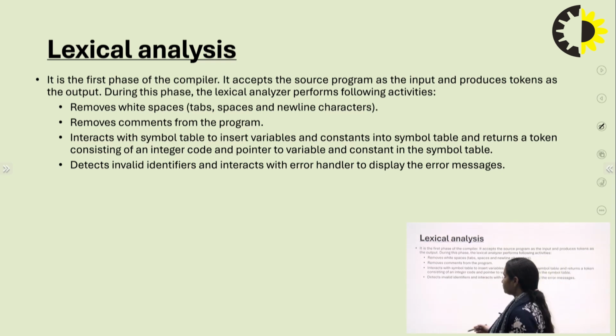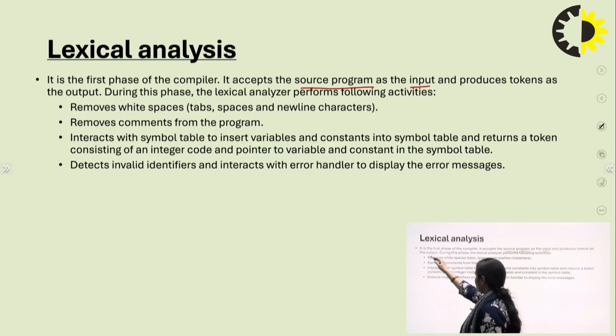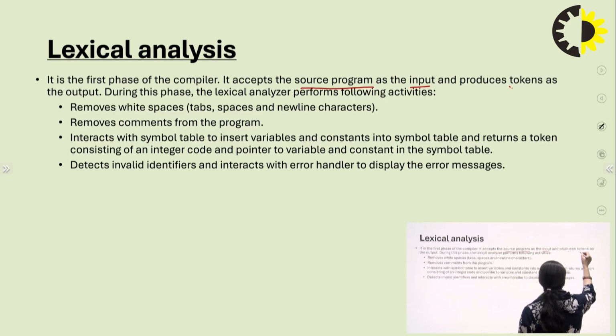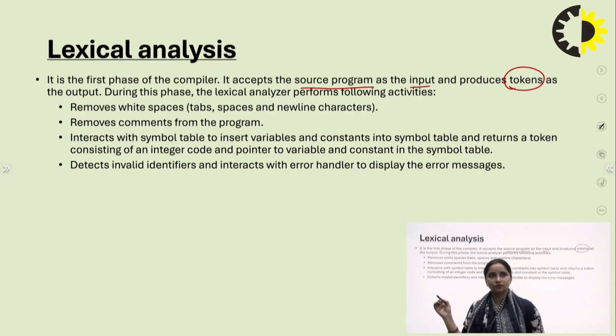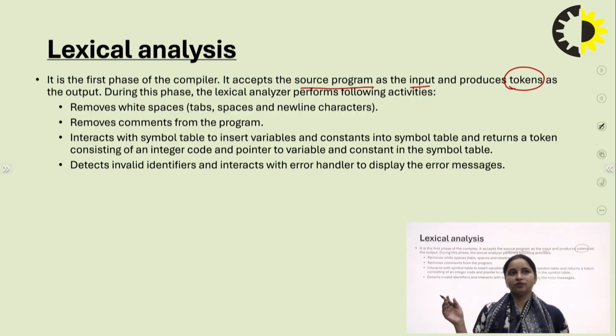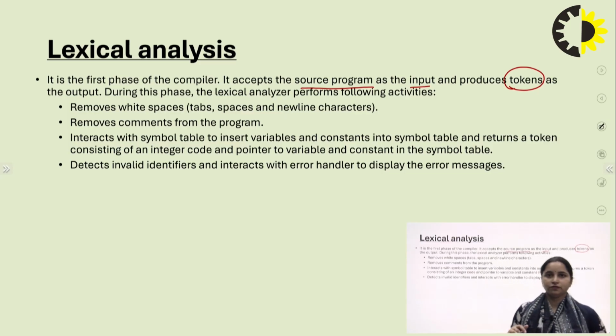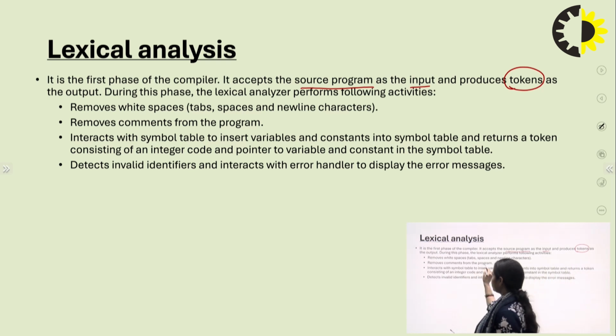It is the first phase of the compiler and it accepts the source program as the input and produces tokens as the output. So here the main thing is that it produces tokens as the output. During this phase, the lexical analyzer performs the following activities. First of all, it removes the white spaces. All the white spaces, tabs, spaces, new line characters are removed by the first phase, the lexical analyzer phase. Then it removes the comments from the program.